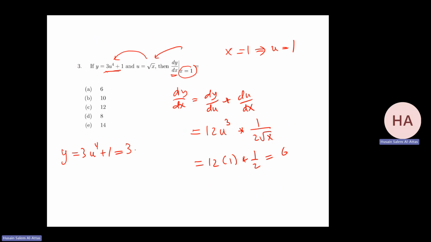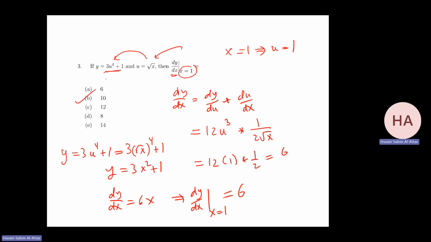So that will be 3 square root of x to the power 4 plus 1. And that will be 3x squared plus 1. So this is y as a function of x. So it will be dy over dx, 6x. What will be dy over dx at x equal 1? That will be 6. Yeah, this is the correct answer.